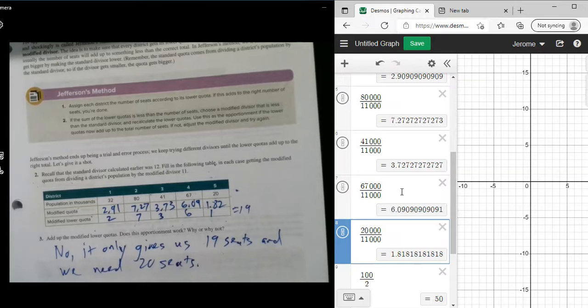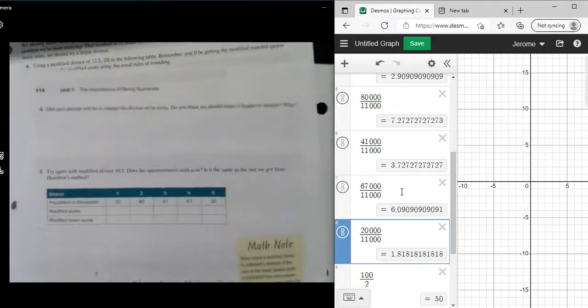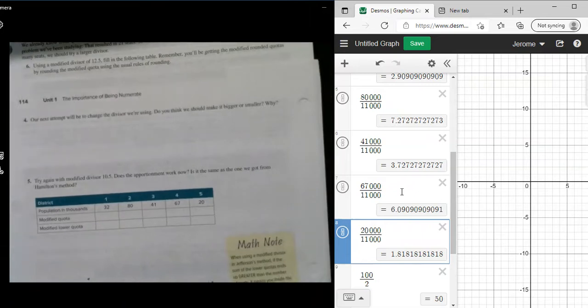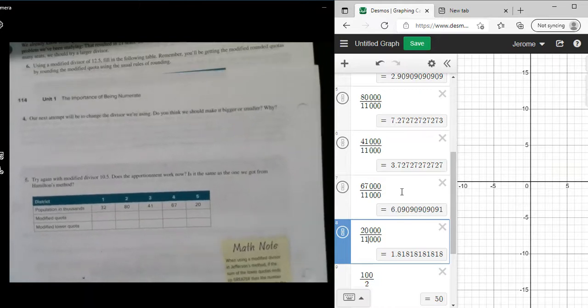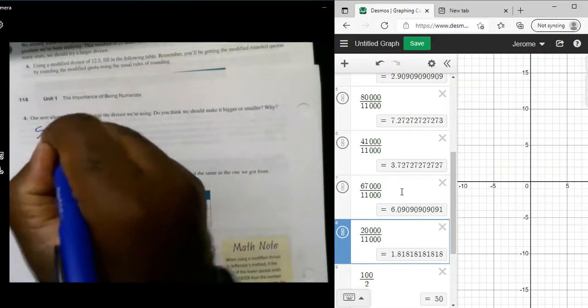Okay, so now that means we're going to have to try this all over again. Our next attempt will be to change the divisor we're using. Do you think we should make it bigger or smaller? Why? And why? Anybody? Smaller? Yes, it'll be smaller, but why?